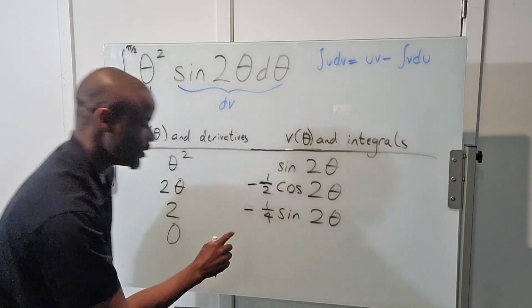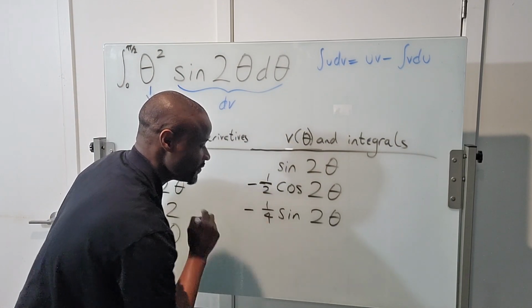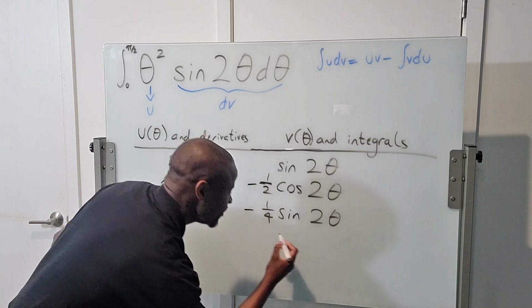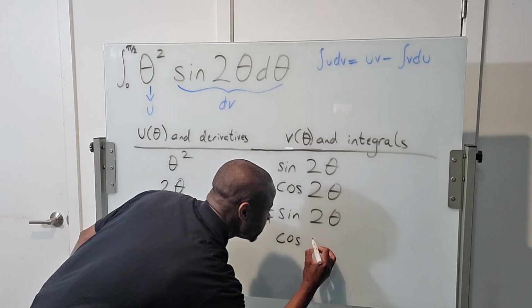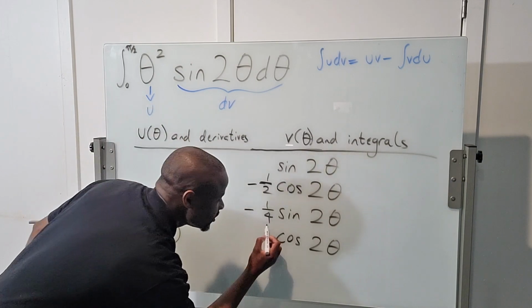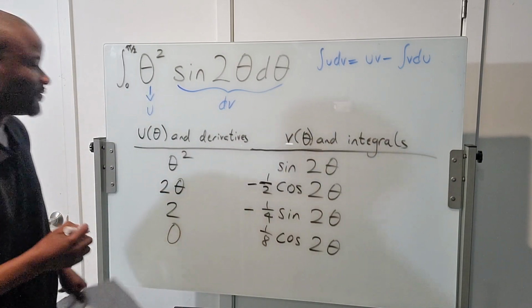Integrate this one more time. We have the derivative of sine is negative cosine. So now with this negative, it becomes a positive cosine of 2 theta. Divide by the derivative of this. So this becomes 1/8, positive 1/8.